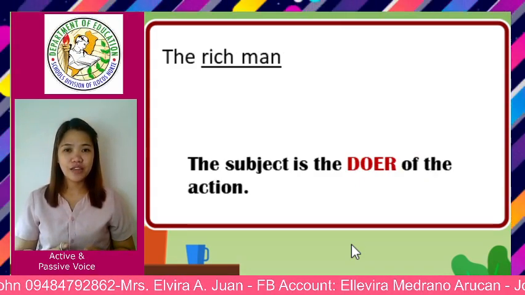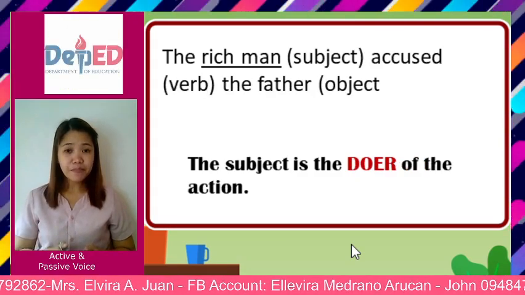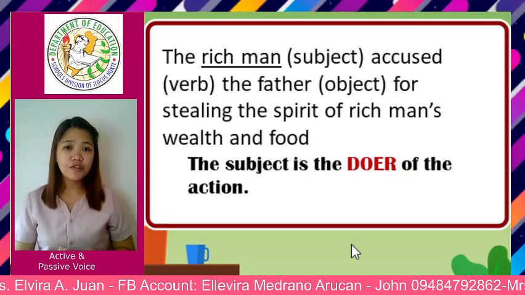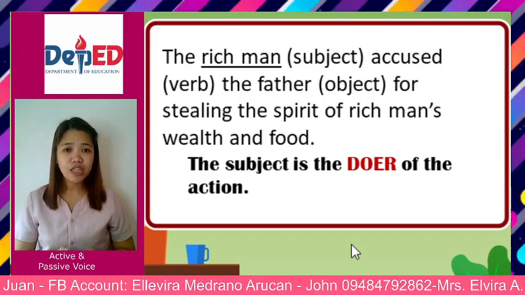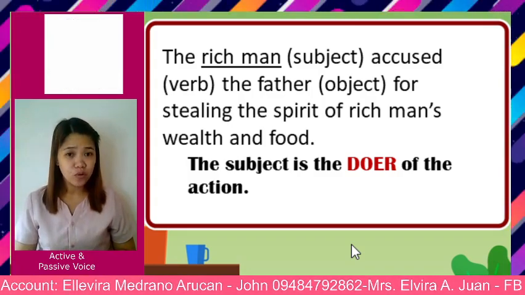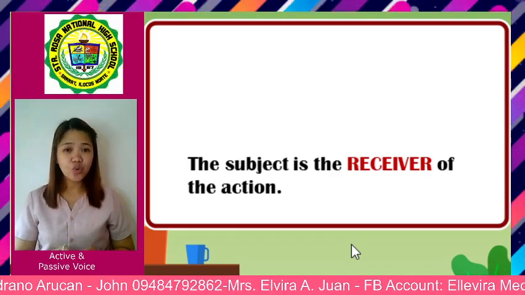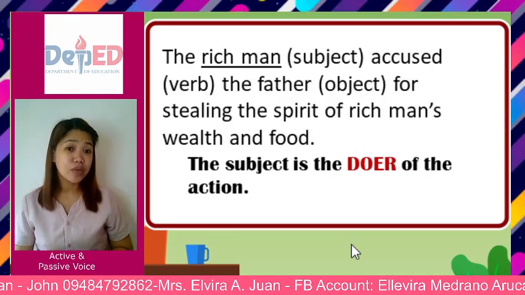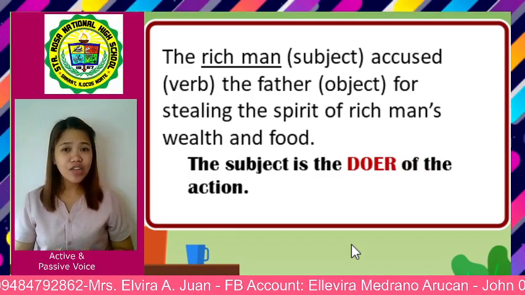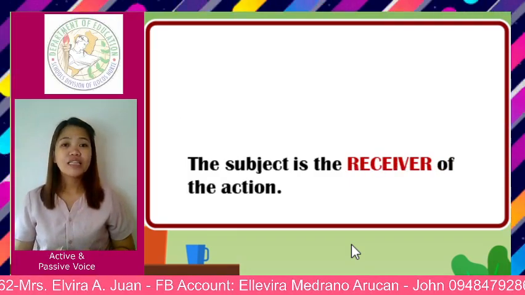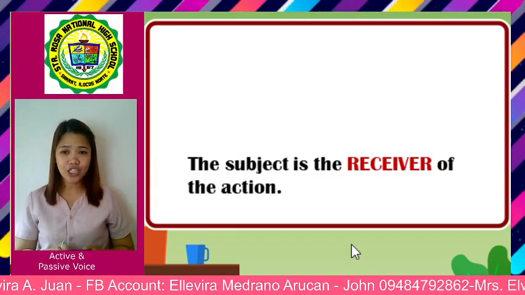Here, let's have another. The rich man accused the father for stealing the spirit of rich man's wealth and food. The subject is the doer of the action. It is the rich man. Let's try to have the next one. The subject is the receiver of the action.